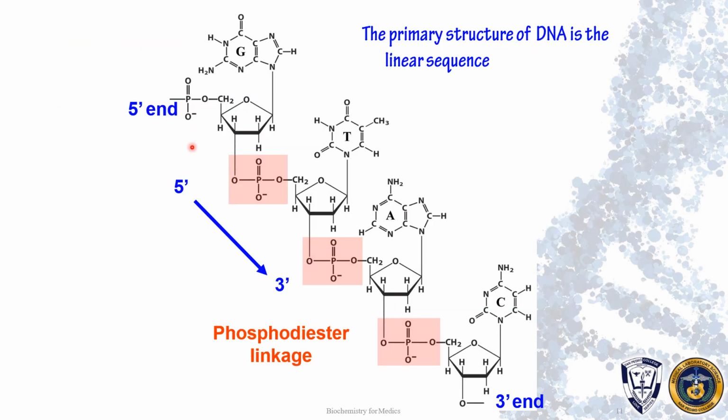So the primary structure of DNA is the linear sequence. So it begins at the 5' phosphate end and ends towards the 3' hydroxyl end. And the nucleotides are joined by the phosphodiester bond or phosphodiester linkages.